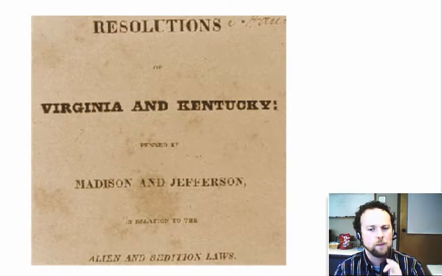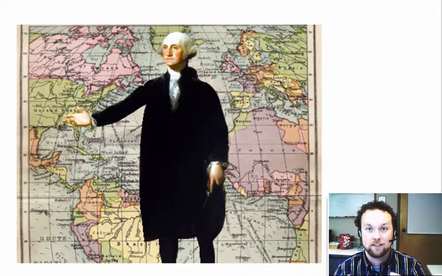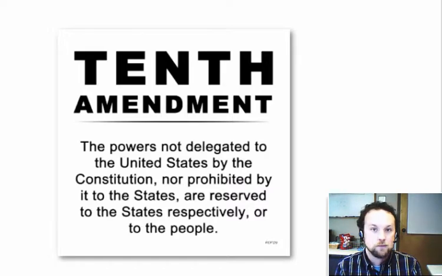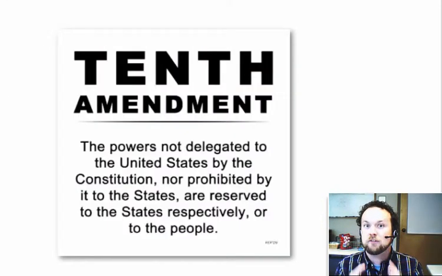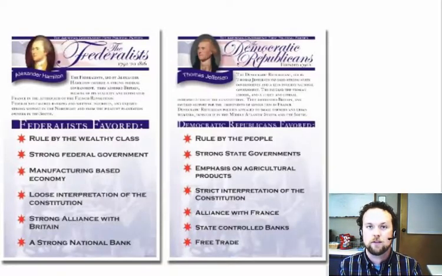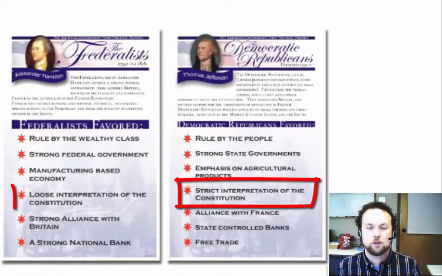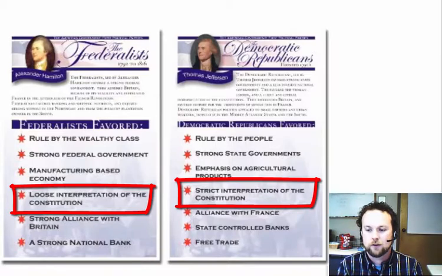Well, remember earlier how we talked about setting precedents? Well, the Kentucky and Virginia Resolutions raised this issue of states' rights, which I mentioned before would become a very hot issue in American politics for years to come. But the issue of states' rights specifically was a question over how strictly to interpret the Constitution. Remember, one of the big differences between the Federalists and the Republicans was over a strict interpretation of the Constitution or a very loose interpretation of the Constitution.